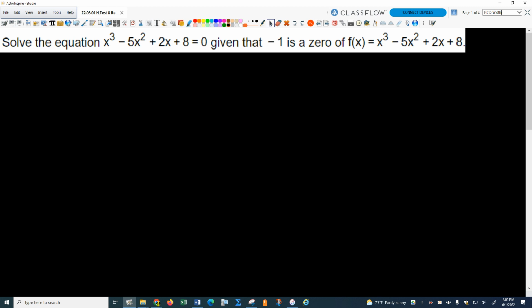All right, so how would we do this one? This is like the one we left off with yesterday. It says solve this equation. They give us a cubic equation given that -1 is a zero of the function. So that's a solution of this equation. It's where the polynomial is equal to 0. Okay? So what can we do? If we know that -1 is one zero, how am I going to find the others?